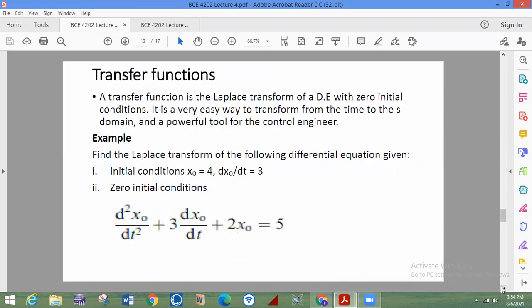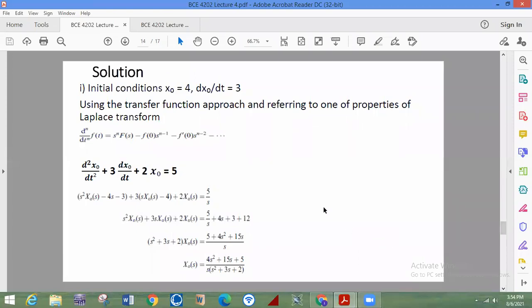Okay, let's go back to our example. We are required to find the Laplace transform of the following differential equation, given nonzero initial conditions as this, and given zero initial conditions. This is the differential equation we need to perform the Laplace transform on. Okay, let's look at the solution.